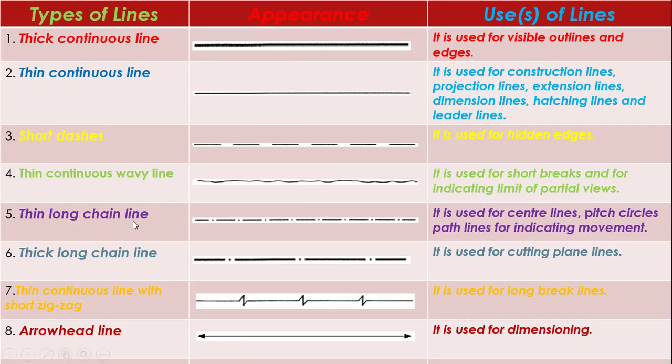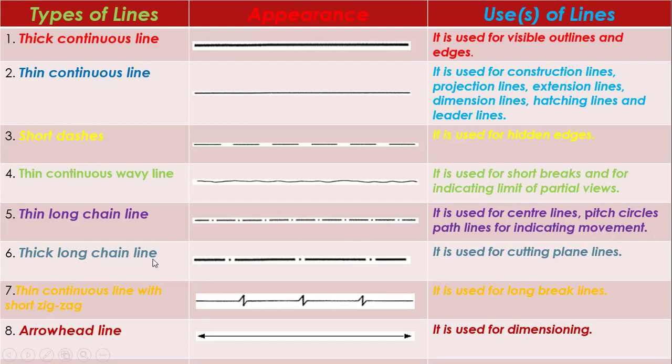Then the fifth one of the types of lines is known as thin long chain line. This is how it appears, and we use it for center lines, for pitch circles, for path lines, for indicating movement. So these are the uses of thin long chain line. Most especially for center lines, you need to pay attention to that.